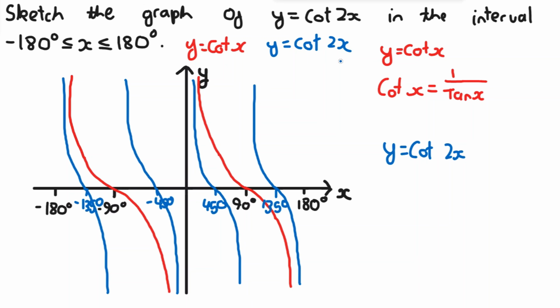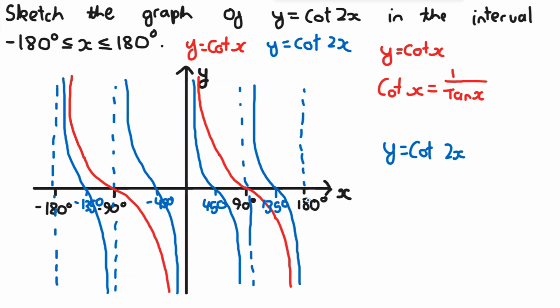So remember that we need to sketch in the asymptotes. So there's going to be an asymptote here between here and here. So there's going to be an asymptote here. There's an asymptote at minus 90, and there's also going to be an asymptote at minus 180 and at 180 here.